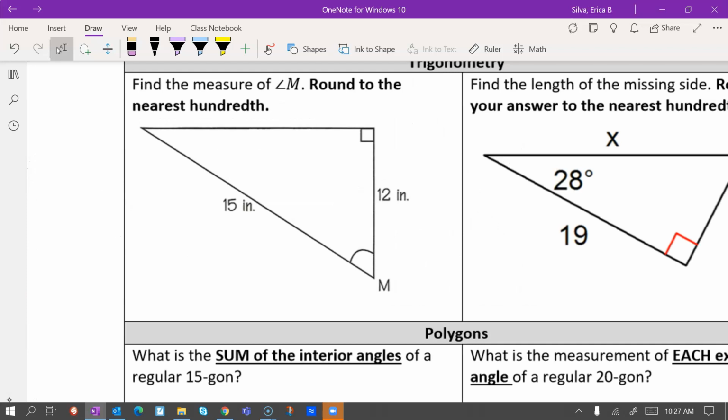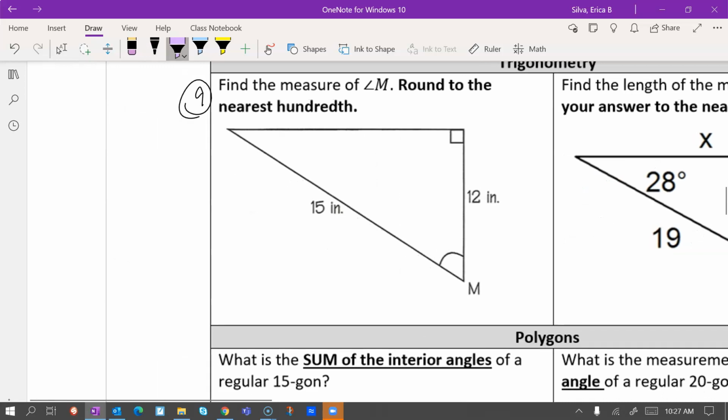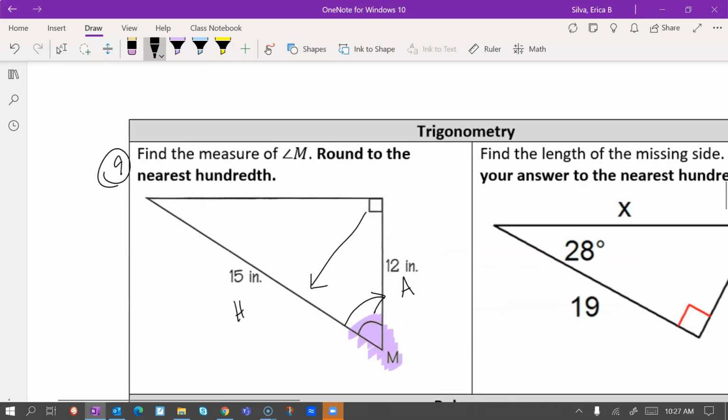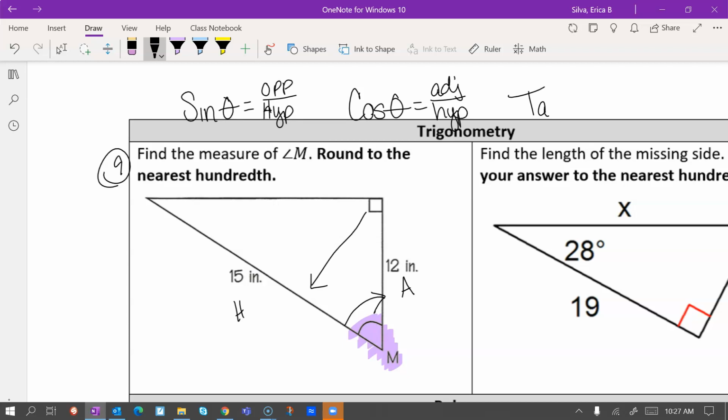For the next one, this is number 9. We're going to be using SOHCAHTOA. We're going to look at this angle measure. In reference to this angle measure, this side is my hypotenuse. The side next to the angle that we have is my adjacent side. So the cosine of the angle, that's the CAH, is my adjacent side over my hypotenuse. And then the TOA is the tangent of the angle is equal to the opposite over the adjacent side.